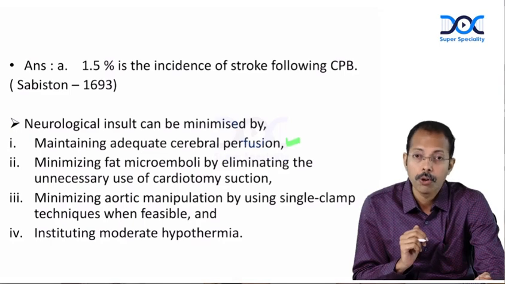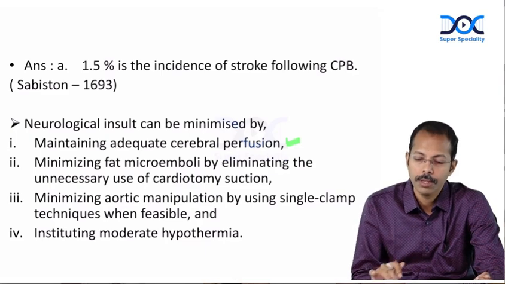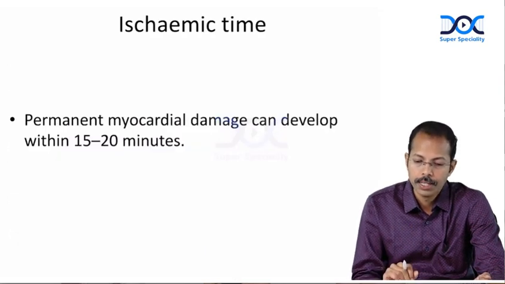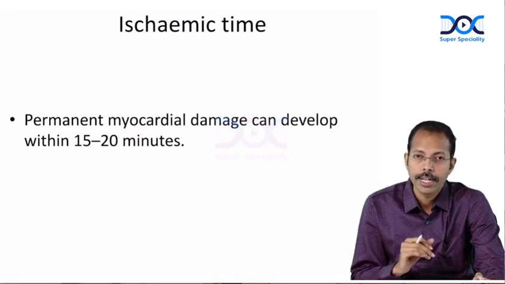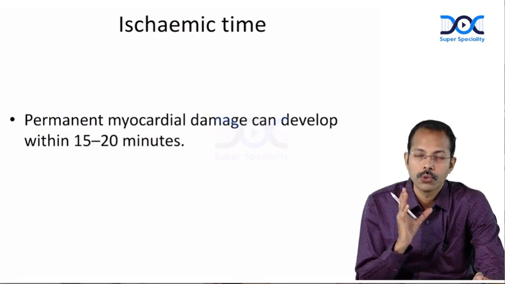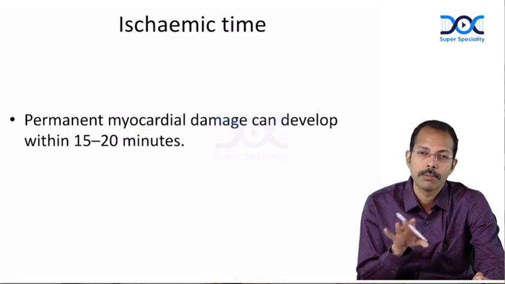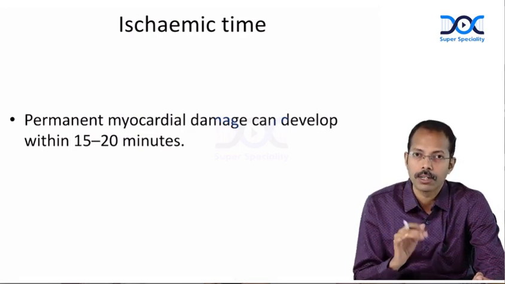And we can institute moderate hypothermia. That is very important for cerebral protection, right? These are all the methods to minimize stroke in the heart lung machine. And that is very important, the ischemic time, because permanent myocardial damage can develop within 15 to 20 minutes of circulatory arrest. So for that, we are giving cardioplegia, and we are using moderate hypothermia to decrease the metabolism and decrease myocardial oxygen consumption, and mainly to protect the heart.